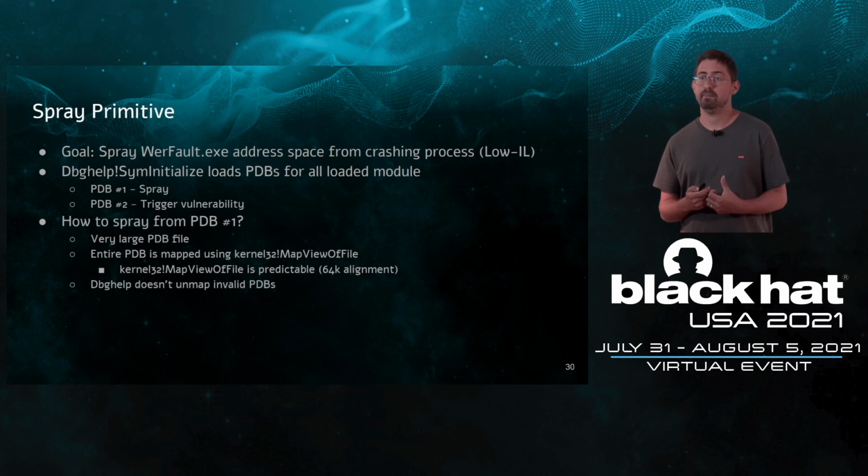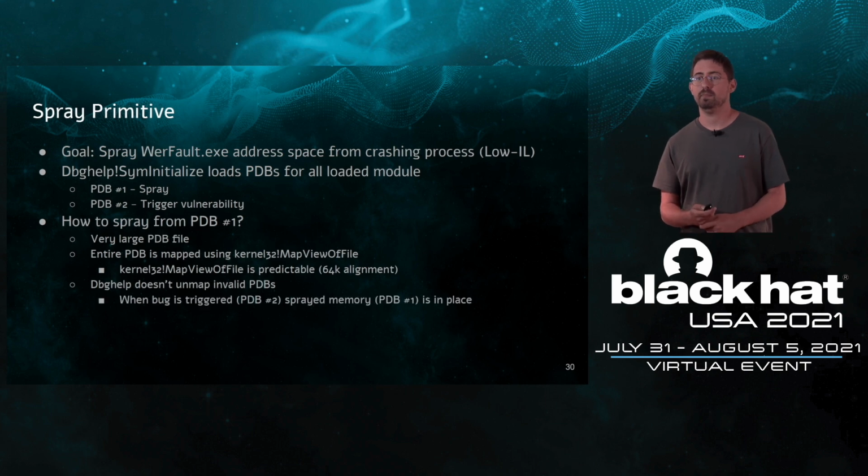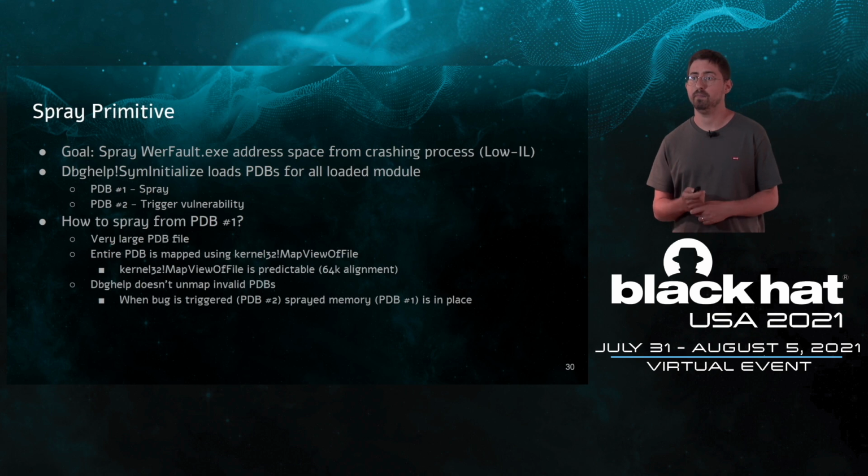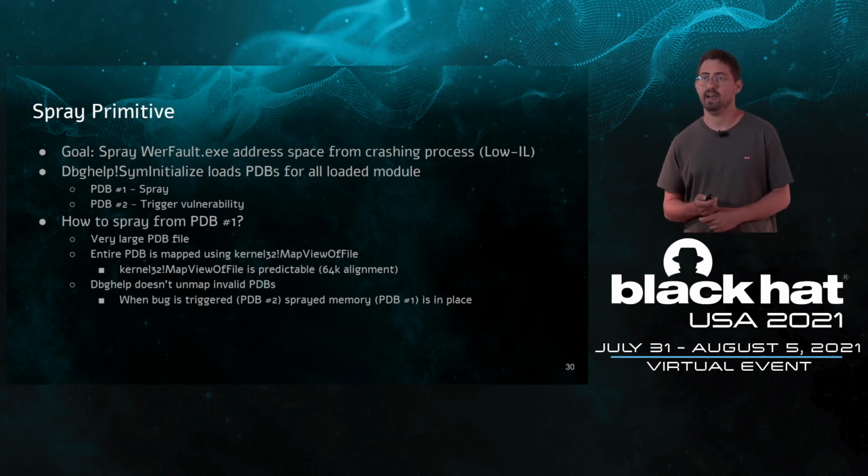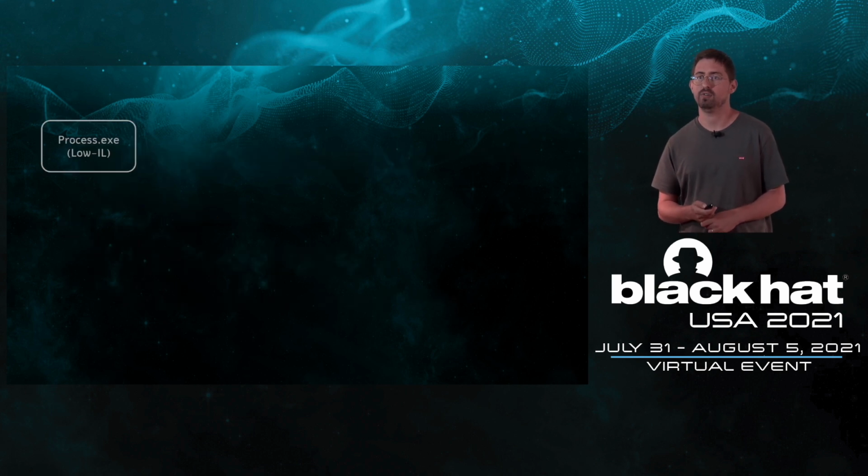And I found out that DbgHelp doesn't unmap that PDB file from memory until SymInitialize exits, even if the content of that PDB file is completely invalid and not a PDB file at all. So this is really good for me because it means that by the time I trigger the vulnerability, and the second PDB file is loaded, the sprayed memory of the first PDB file remains in place, which I can count on. So how exactly is my exploit going to look?